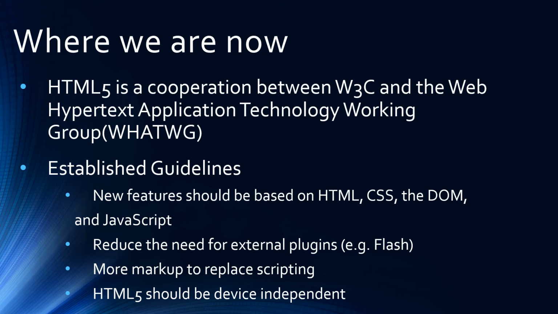So, where are we now? HTML5 is a cooperation between W3C and the Web Hypertext Application Technology Working Group. And what they've done is establish four guidelines for how HTML5 should be approached as browsers go to support it. The first idea is that new features should be based on HTML, CSS, the DOM, and JavaScript. Nothing more.